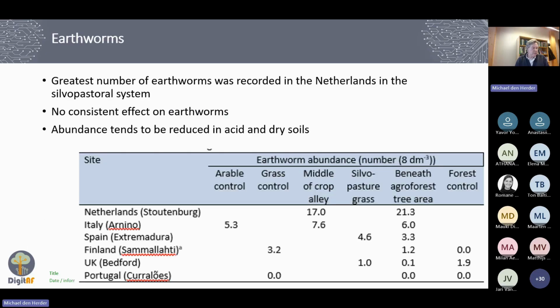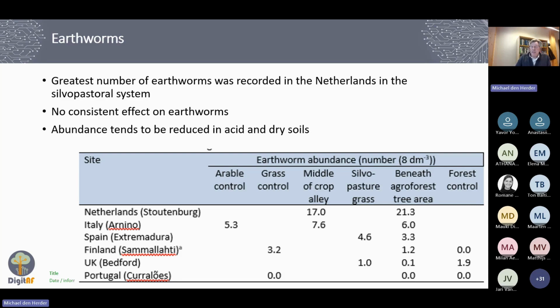And if we look at the earthworms, agroforestry also didn't have a very big impact. So most sites had some earthworms, except in the UK and Portugal, where the number of earthworms was very low, probably because it was very dry during the sampling season.